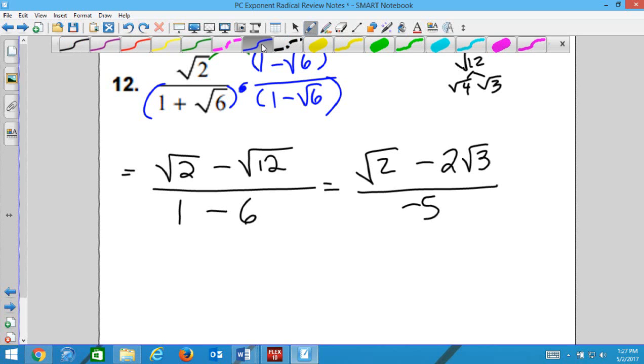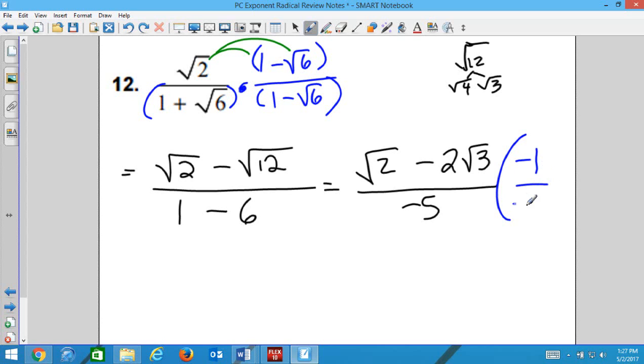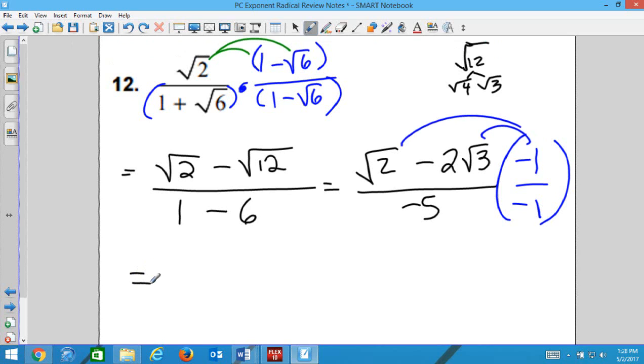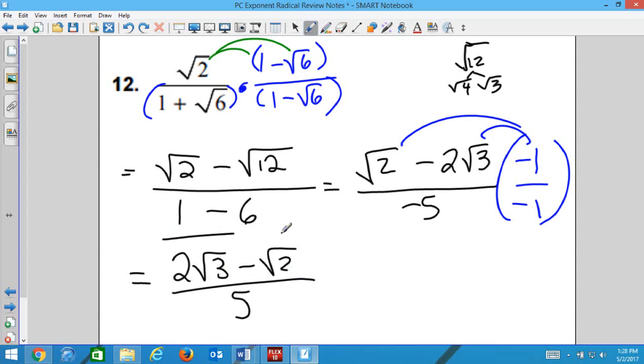So what we're going to do is multiply the top and the bottom by a negative 1, which has a value of 1. It just changes the appearance, changes all the signs. So on top, we're going to distribute. And I'm going to have a negative radical 2 and a positive 2 radical 3, but I am choosing to reorder those. You don't have to, but I'm choosing to reorder those just so I have the positive first.